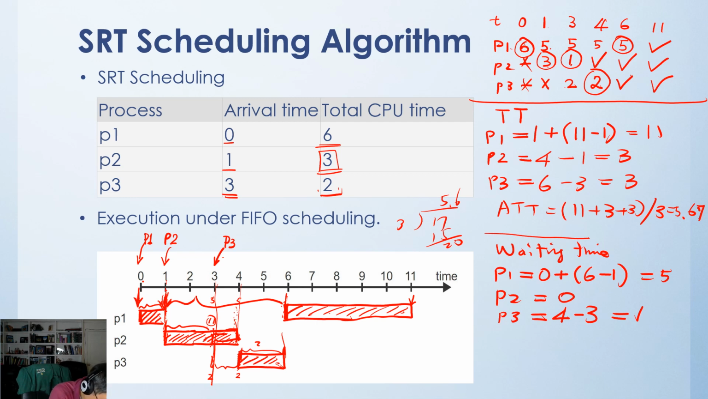So let's take a look at the average waiting time. It's 5 plus 0 plus 1 divided by 3. That's 2. It's pretty good, right? So if we compare the SRT and the SJF, SRT has a better performance than SJF. Okay.